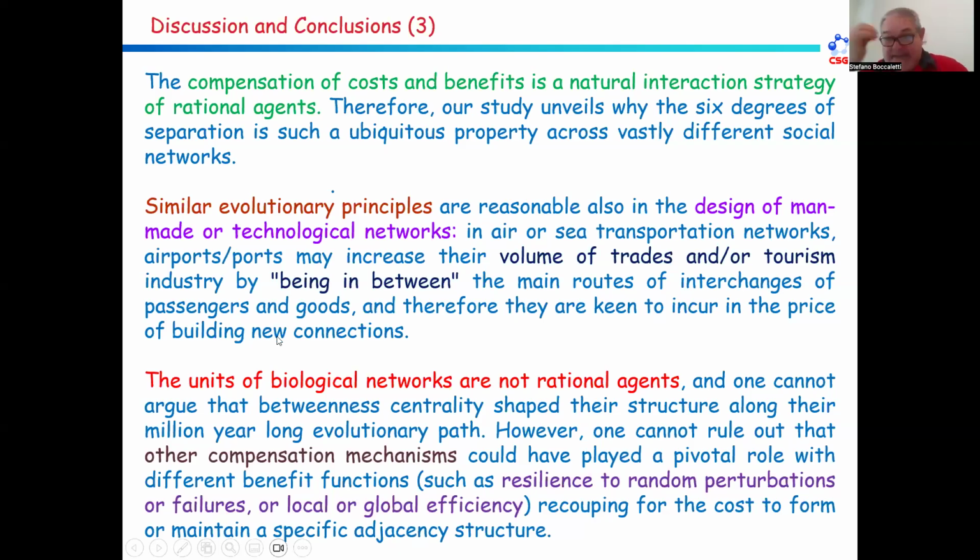What about biological networks? Biological networks, of course, are not rational agents. Proteins are not rational agents.